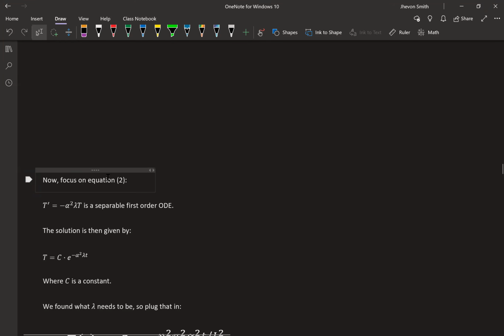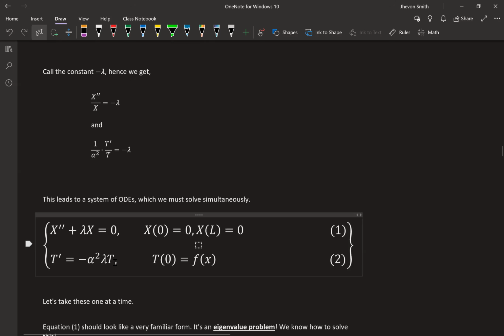Now let's focus on equation 2. Now equation 2, that's literally a first order separable ODE. Divide by t, separate the variables, integrate both sides. You'll get ln of big T on the left, ln of absolute value big T. You'll get minus alpha squared lambda squared dt on the right. Integrate both sides. You're going to solve for big T.